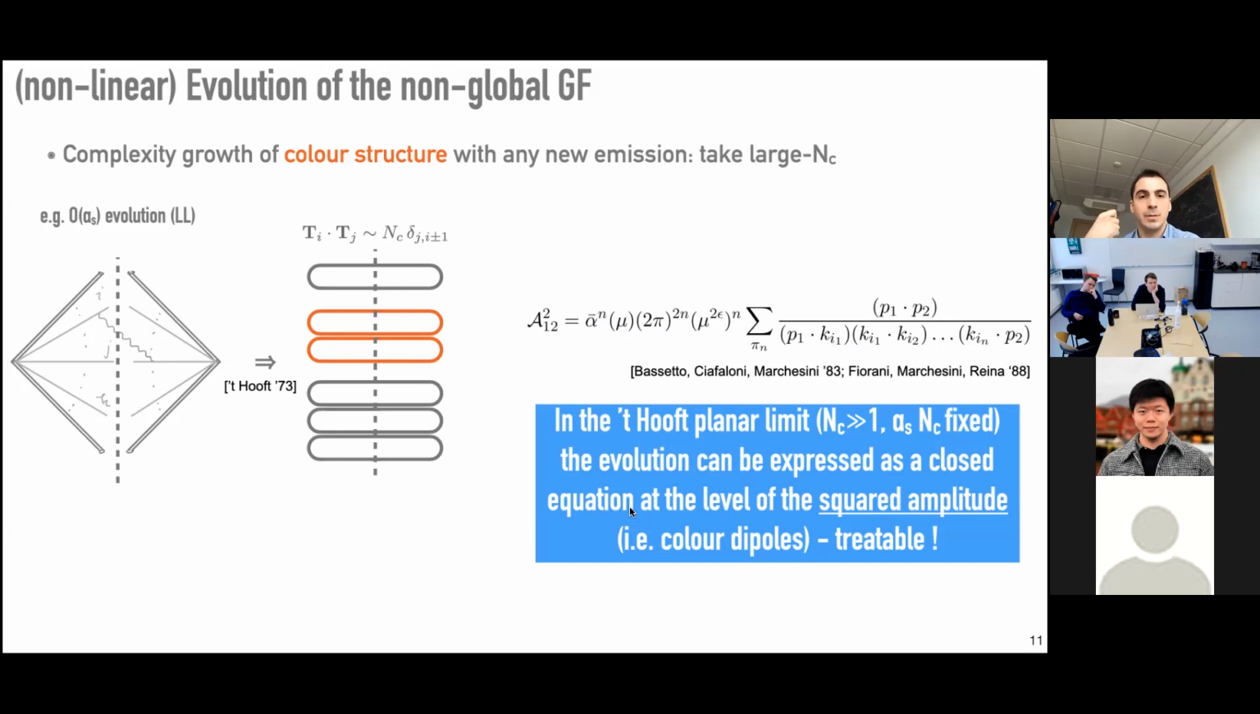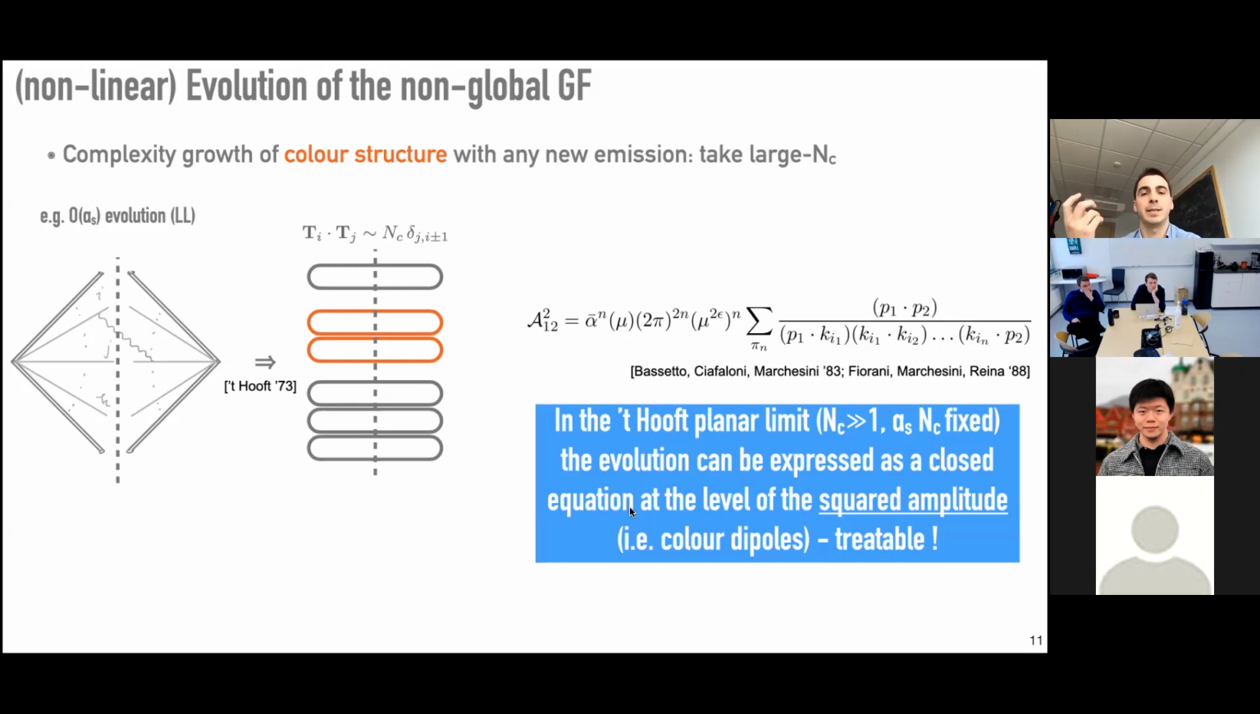And if you imagine writing an evolution equation that describes the evolution from a state with n partons to a state with n plus 1 partons, that last parton can be exchanged by any pair of legs in the n-parton matrix element and its conjugate, leading to, again, dramatic growth of the color structure.